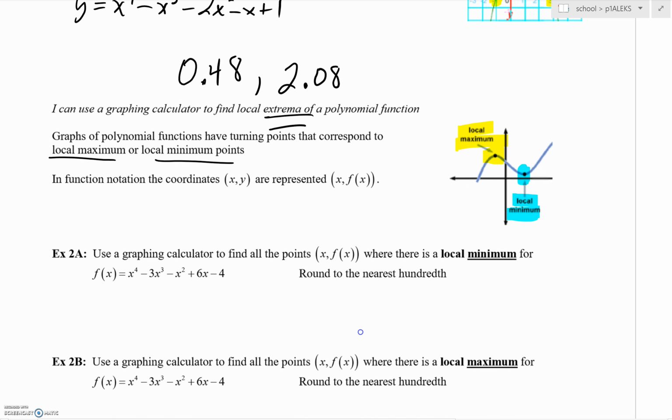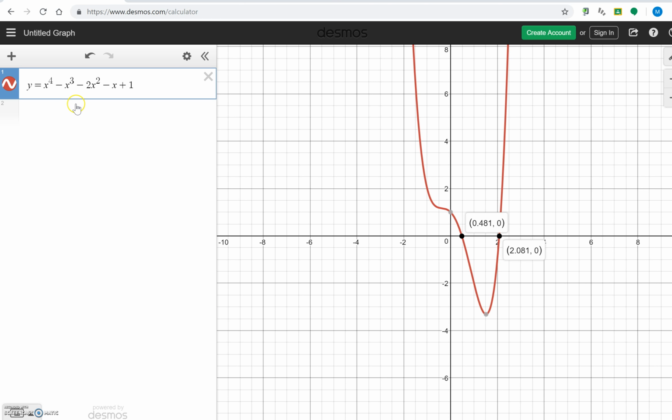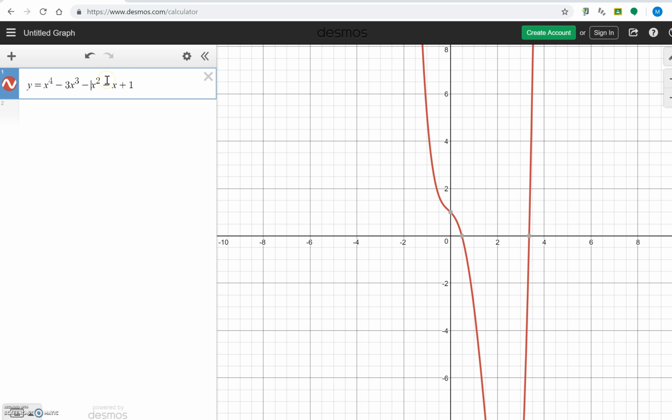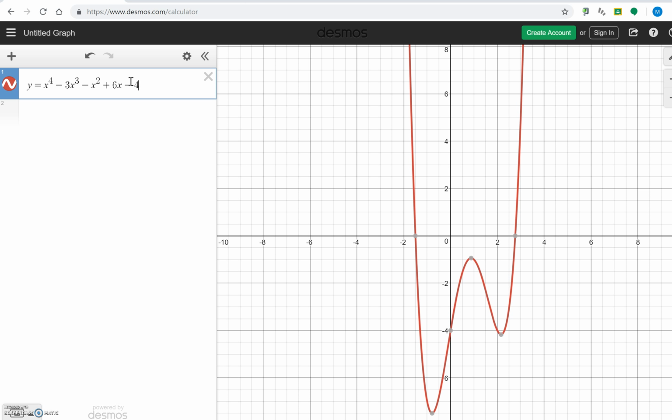So we're going to have to change this up a little bit for 2a. You can see 2a and 2b is thankfully the exact same equation. So we'll have x to the fourth. Look, you don't have to retype everything. That's the nice part. You can just say minus a 3x cubed. Minus an x squared. I'm going to have a plus 6x, and then a minus 4. And it will not take you too long to see where we're going here.